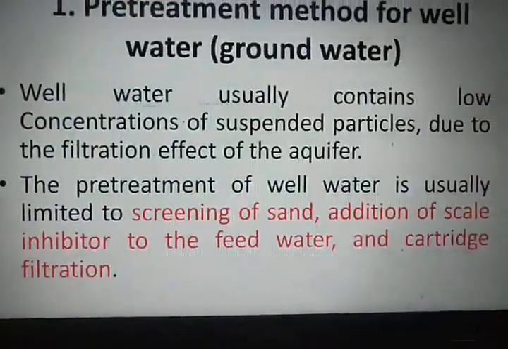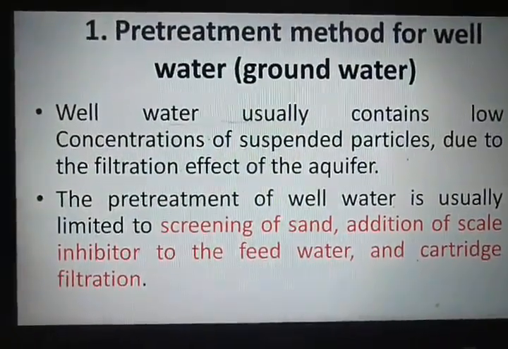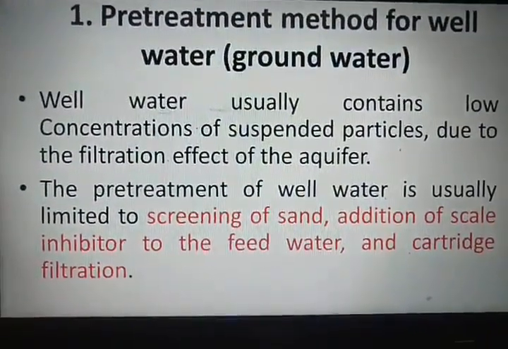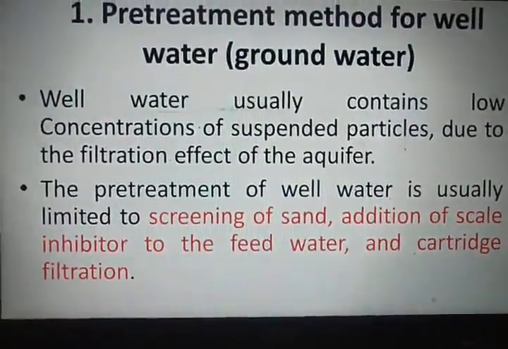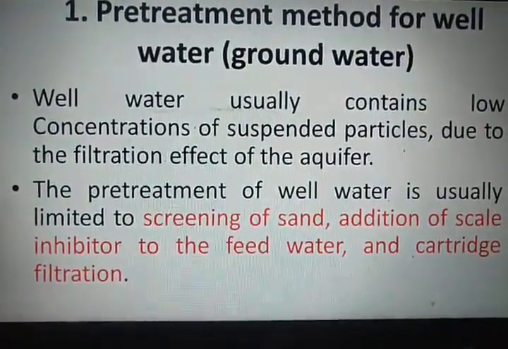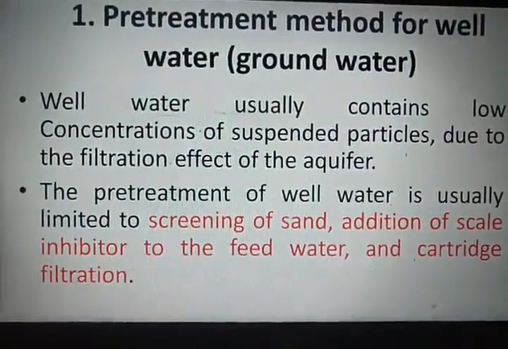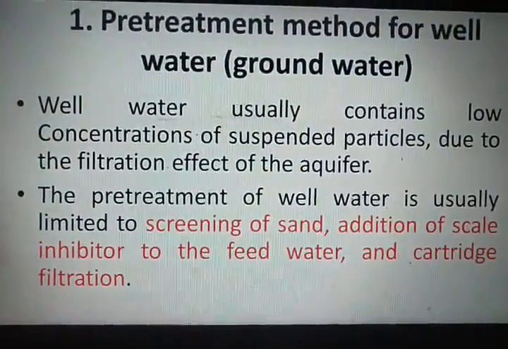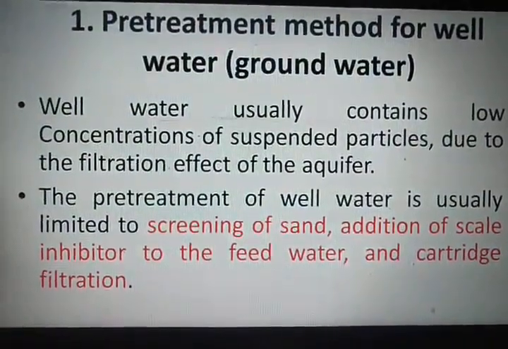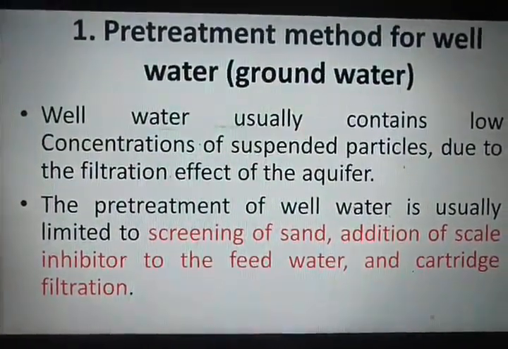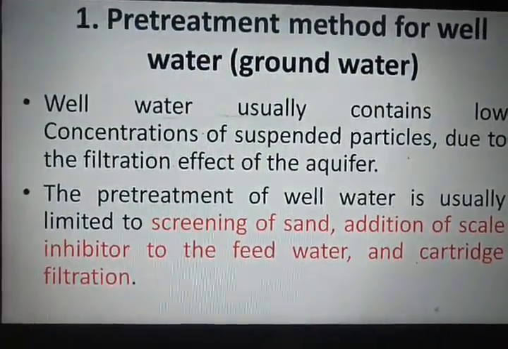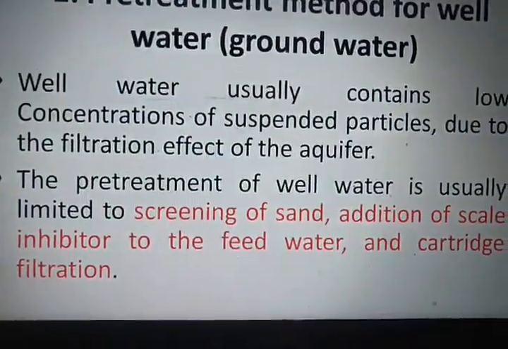Okay, so coming to the pre-treatment method for well water or groundwater. Although there are various pre-treatment methods we have already discussed, here it will explain the process of treating well water or groundwater. Like we know, groundwater contains many suspended impurities and also dissolved impurities in the form of various types of salts, predominantly iron and manganese, since the water gets stored deep inside the ground while passing through the layers of soil. The pre-treatment of water is usually limited to screening of the sand and addition of scale inhibitor to the feed water with a cartridge filter.